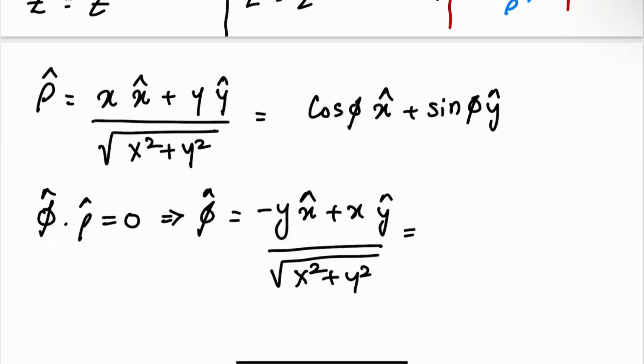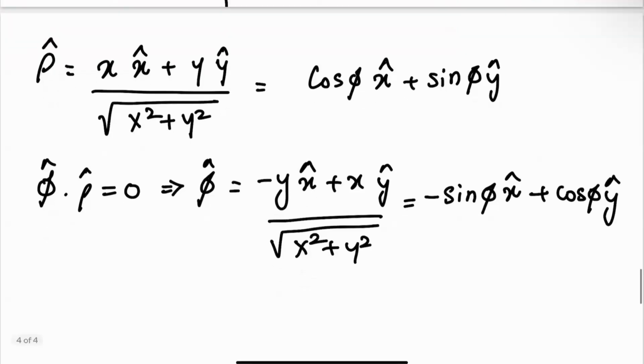Okay. And once again, you can substitute, and you end up with minus sine phi x hat plus cosine phi y hat, right? Okay. And of course, the last relationship is nothing but z hat, which is Cartesian coordinates. It's just z hat. So that's nice.